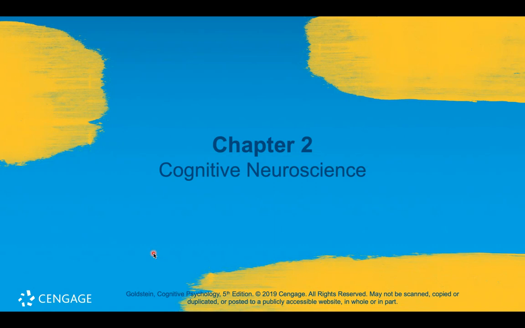Hello, everyone. Welcome back to Chapter 2 of Cognitive Psychology, Psych 4100. In this lecture, we're going to be discussing cognitive neuroscience. So let's remember that cognitive neuroscience is sort of the middle ground between cognitive psychology and neuroscience.